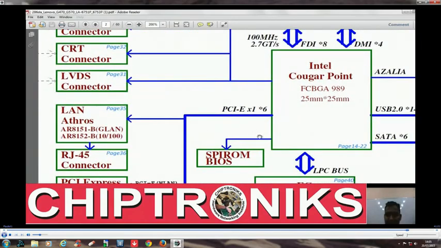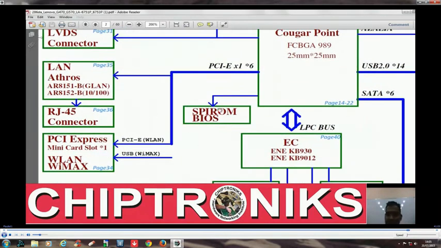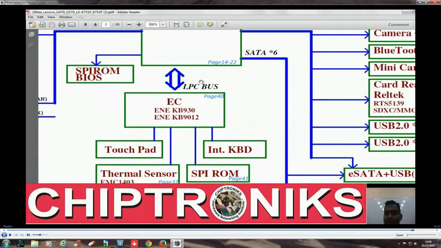And this is PCI Express 6, and this is connected to the LAN controller. SPI ROM, serial peripheral interface ROM, and this ROM consists of many kinds of BIOS firmware like AMI BIOS, management engine BIOS, system BIOS, and EC. EC is responsible for touchpad and internal keyboard, as we have already discussed. And SPI ROM consists of EC BIOS, the embedded controller BIOS for the IO controller.